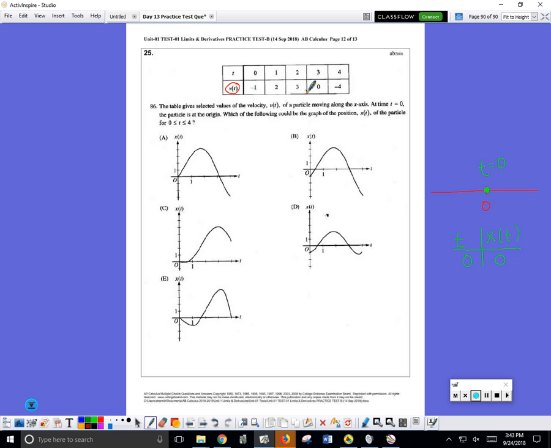Point to point is fine, like before we used a table to find a secant slope, that's definite. You find a secant slope from point to point, that is absolutely the secant slope. Nothing wrong with that at all. So I can't cross out A because it doesn't go from decreasing to increasing.